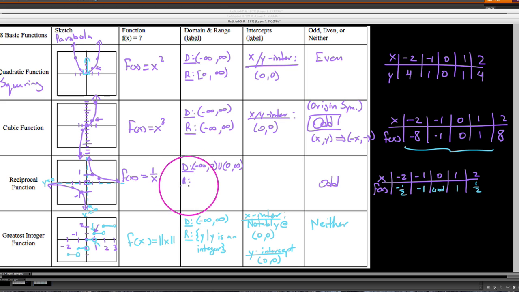And in terms of range, we say, okay, range starts way down here and comes up to a height of 0, but never gets to a height of 0. So we say negative infinity to 0, and it's also in union with 0 to infinity because it starts at a height of 0 and proceeds up forever and ever. In terms of intercepts, it has none. It'll never hit these.